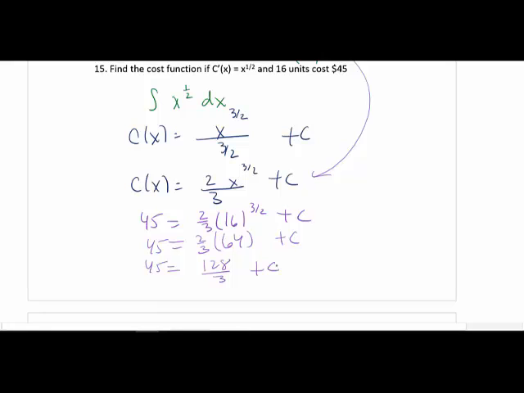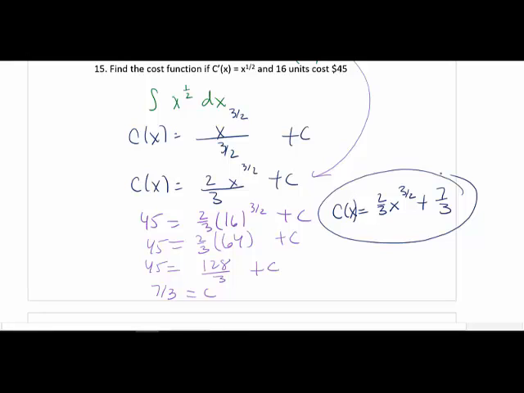So if I subtract this in my calculator, I would take 45 minus the 128 divided by 3. I would remember to use my fraction key in this case, because again, it doesn't round nice and neat. It makes it actually a repeating decimal. And so my answer here should be 7/3 if you do that correctly. Again, I did 45 minus the 128 over 3 in my calculator, and I used that fraction key to convert it back. So my answer here is cost function is equal to 2/3 x to the 3/2 plus 7/3.